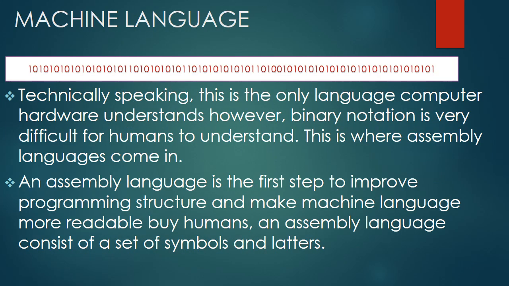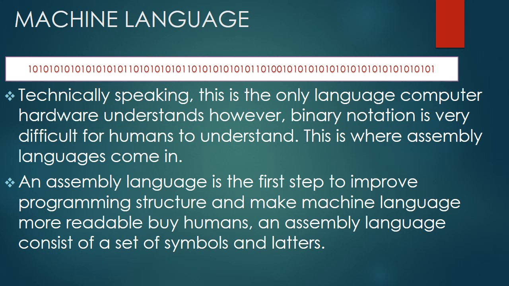As we said from the previous slide, the low-level language may look like this image. Let's take a look at this image, which has 1 0 1 0 1 0. Those are the process of inputting data in low-level language. They only understand 1 and 0. Technically speaking, this is the only language computer hardware understands. However, binary notation is very difficult for humans to understand. This is where assembly languages come in.